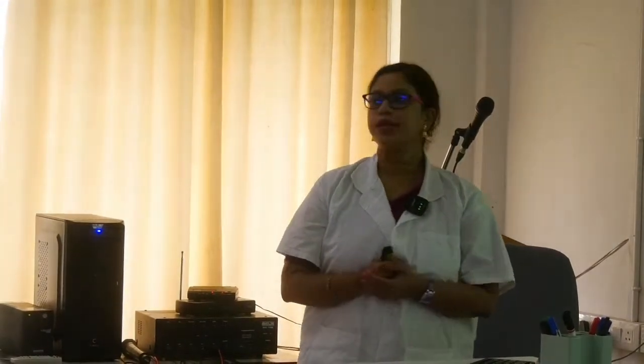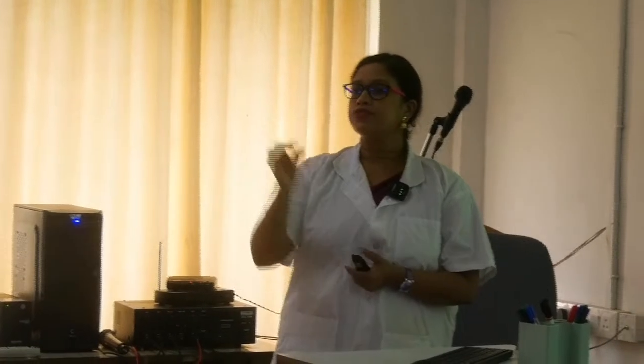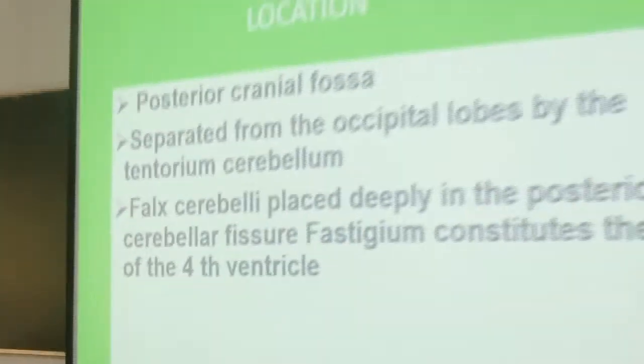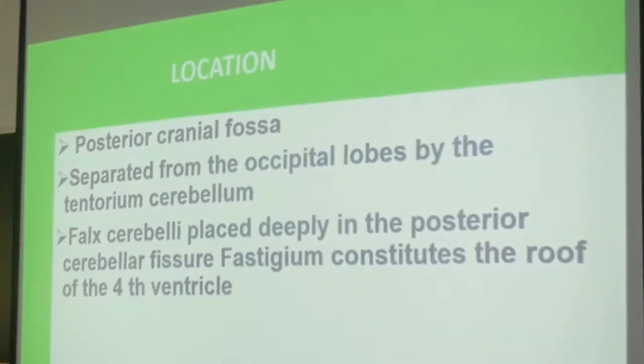So now we will continue. The falx cerebelli is placed deeply in the posterior cerebellar fissure. It is strictly adherent to the fissure, and you could not easily take it out. So the fastigium constitutes the roof of the fourth ventricle.